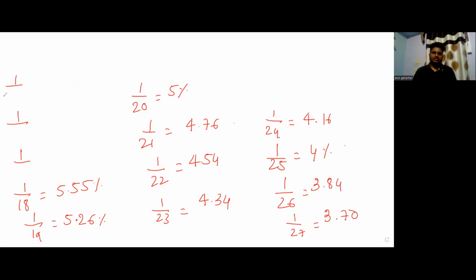And then we have 1 by 28, which is 3.57. 1 by 29 is 3.45. Finally, 1 by 30 is 3.33. Okay. So after copying all of this, read them for 5 minutes at least. Try to understand what they have given.